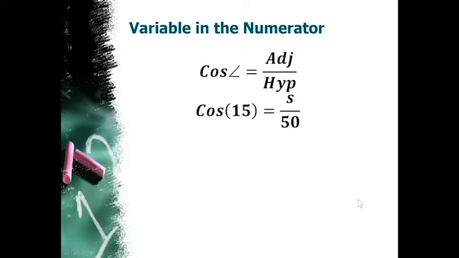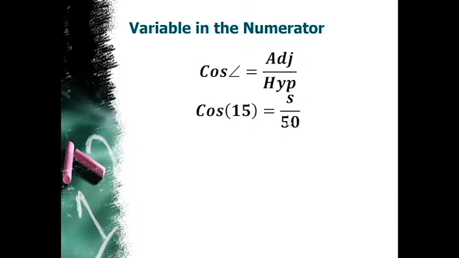Here's a sample of an equation you might come across where you've set it up, you got the cosine of an angle equals the adjacent leg over the hypotenuse. You plug in your values. It looks like here you got a 15-degree angle. You have a hypotenuse that has a length of 50, and your adjacent leg is what you're trying to find, represented by the variable s.